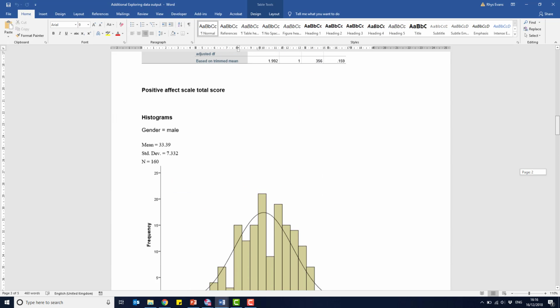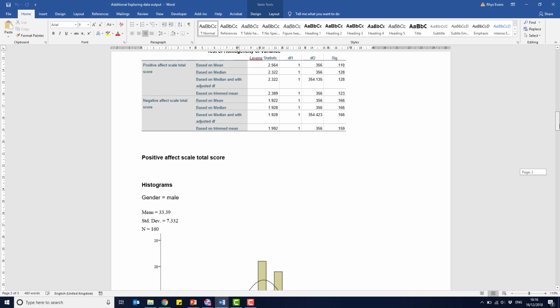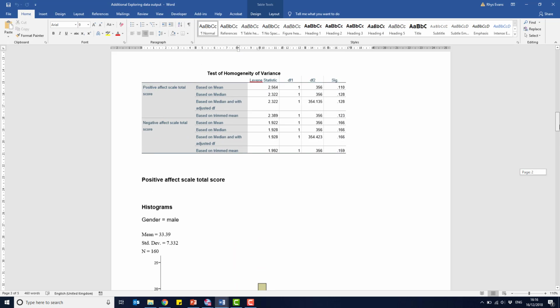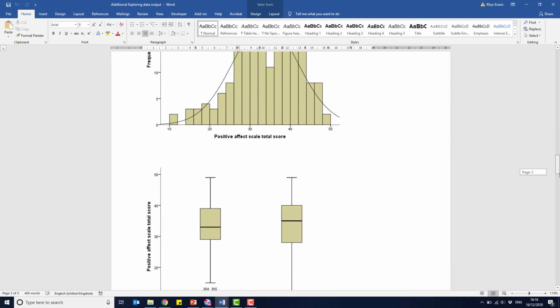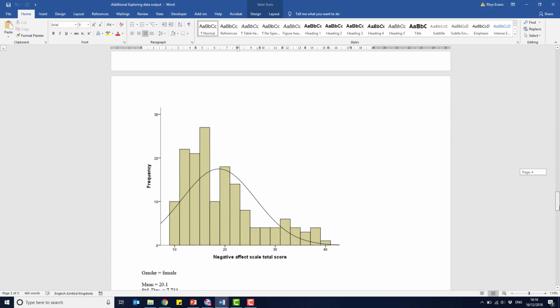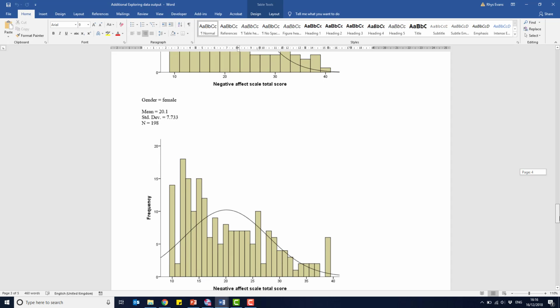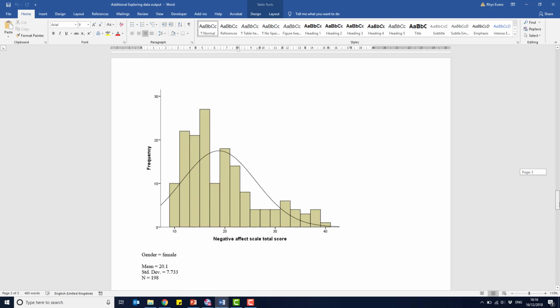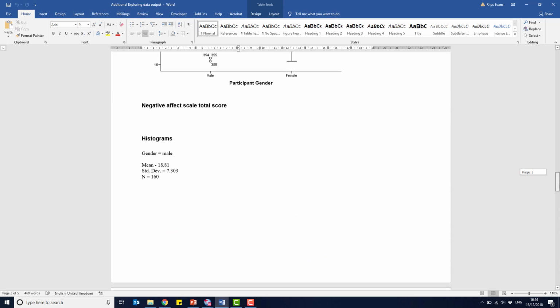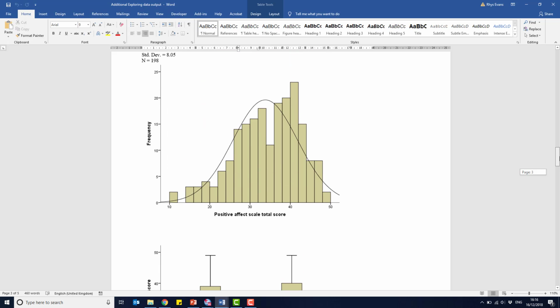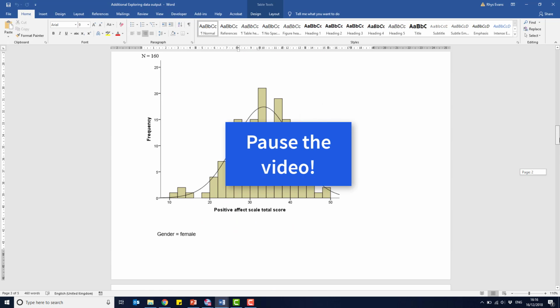So have a go now at pulling all of those together, and then do that again for the information for the negative effect score. And you can see, just looking at that, you'll probably come to some different conclusions there about the distribution. But have a go at that, pause this video, and then we're going to have a look at the test of homogeneity of variance.